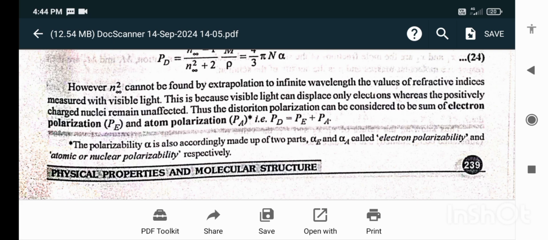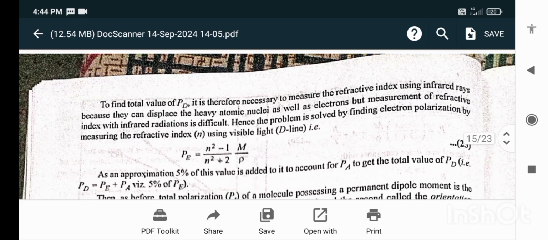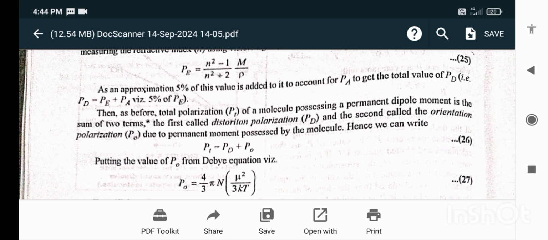The polarizability alpha is also accordingly made up of two parts, alpha E and alpha A, called electron polarizability and atomic or nuclear polarizability. To find the total value of PD, it is therefore necessary to measure the refractive index using infrared rays, because they can displace the heavy atomic nuclei as well as electrons. But measurement of refractive index with infrared radiation is difficult. Hence, the problem is solved by finding the electron polarization by measuring the refractive index using visible light. As an approximation, 50% of this value is added to it to account for PA, to get the total value of PD.